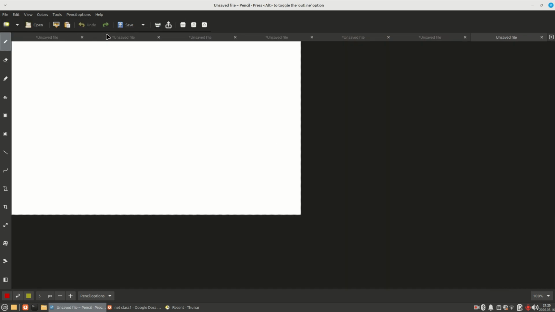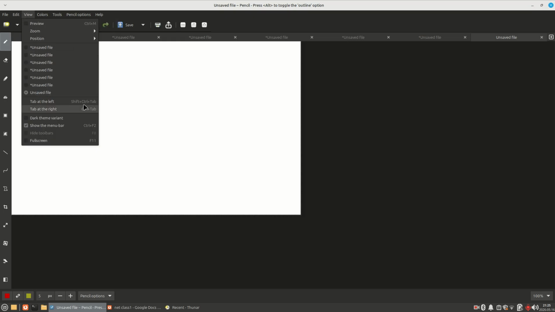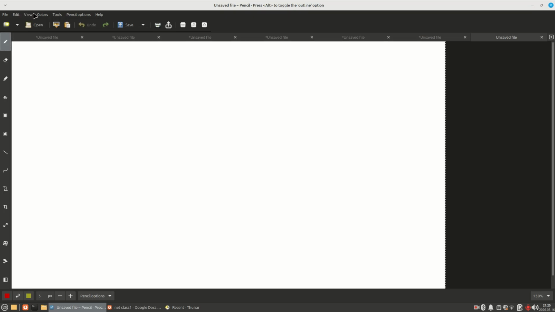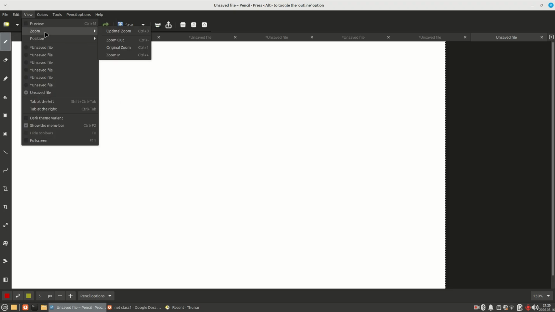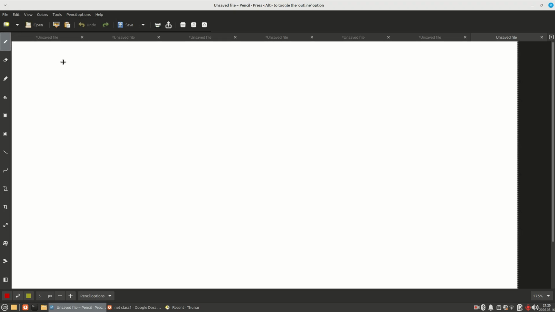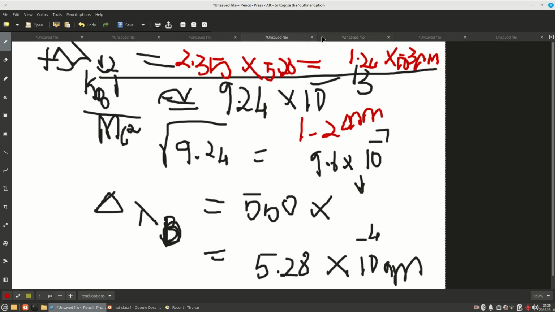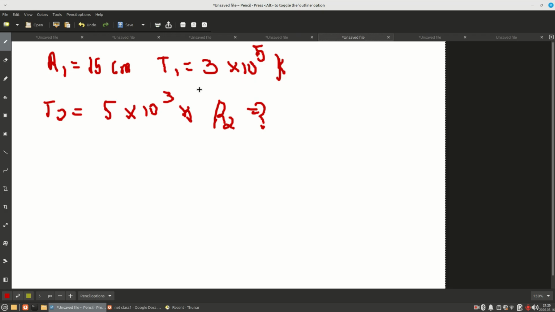Let me open another image here. Zoom in. Let me zoom in once again. I think here we have written all the values. Once again, here it is. So we have to find the R2 value. To find the R2 value, we have to write the equation T1 V1^(gamma − 1).